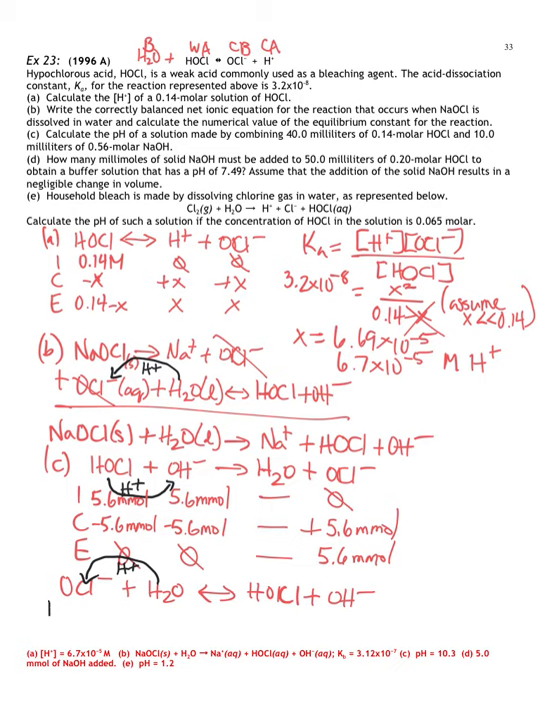Now I'm going to ICE this. And when I ICE this, I need this conjugate base right here in molarity. To get it into molarity, I need to figure out what the total volume is when you combine the two together. There's 40 milliliters from the acid and then 10 milliliters from the base. So the total volume is 50 milliliters. And since I'm already in millimoles, millimoles divided by milliliters will give you molarity.